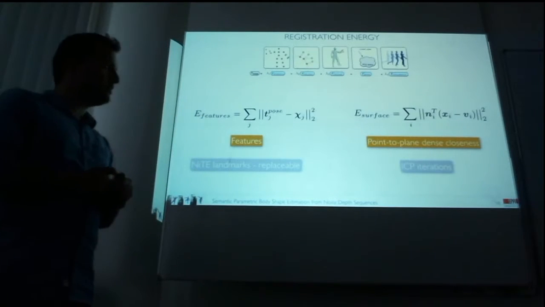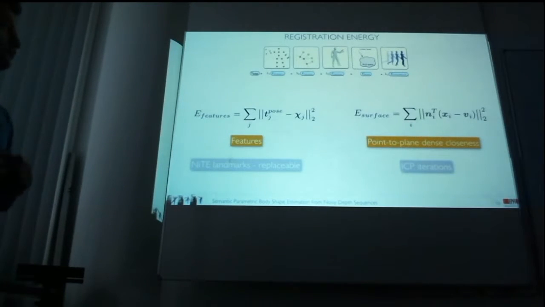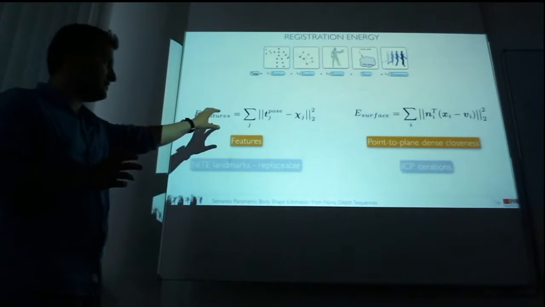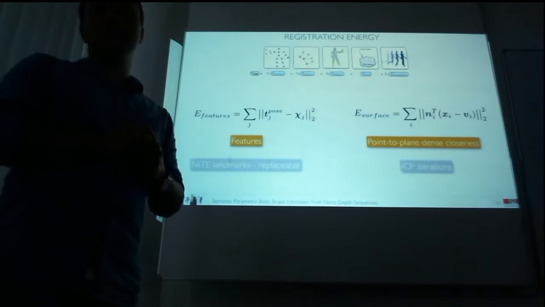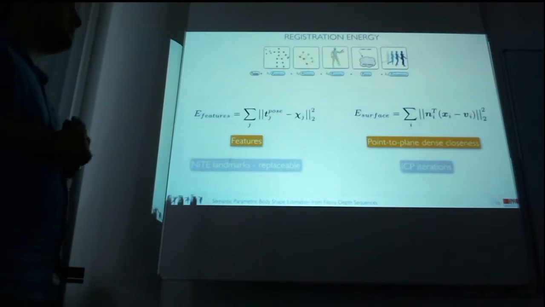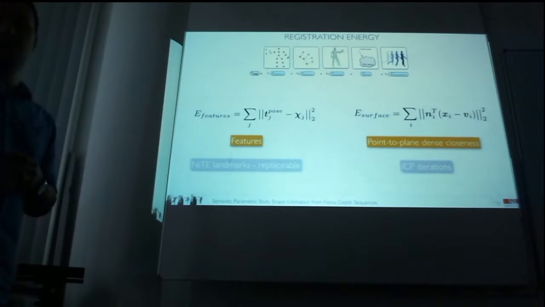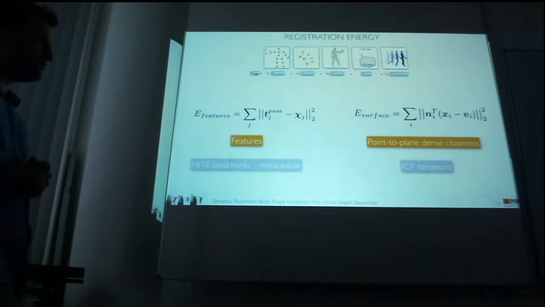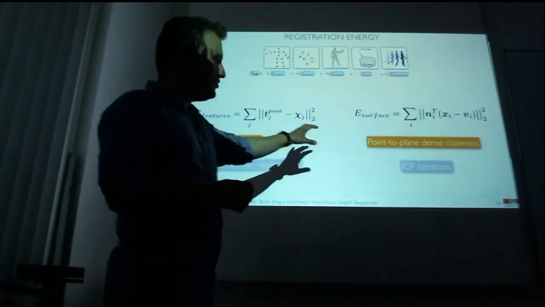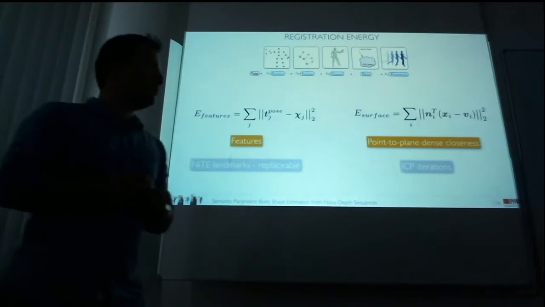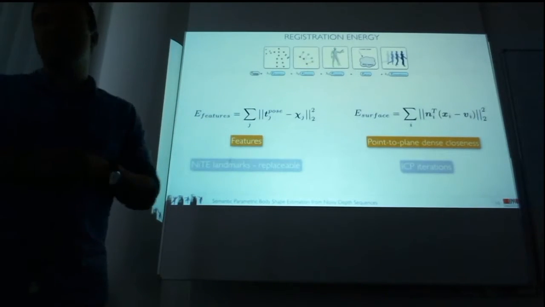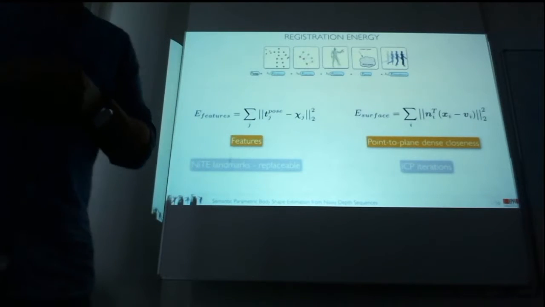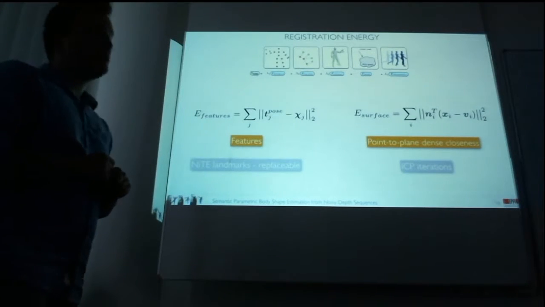These are basically 2D or 3D features. In this case, it's 3D with this formulation. We use the Openni landmark detector. This is basically just used to initialize our body pose for each frame. And then we have the usual point-to-point dense closeness, which is done using the standard ICP iterations. These are the first two terms in our optimization.